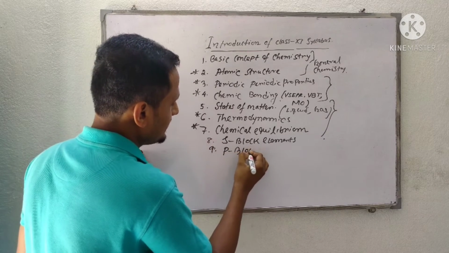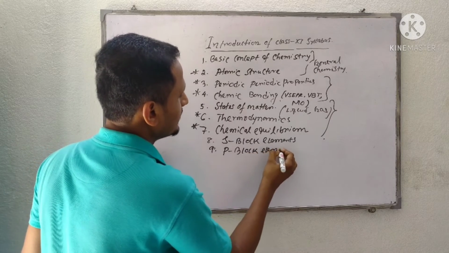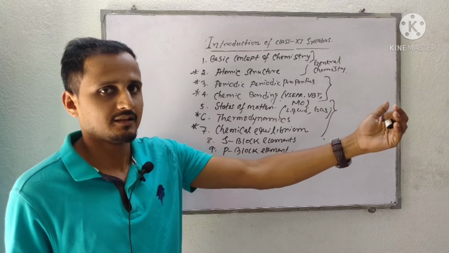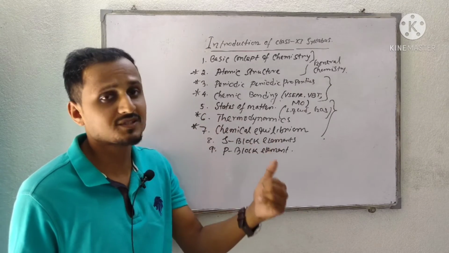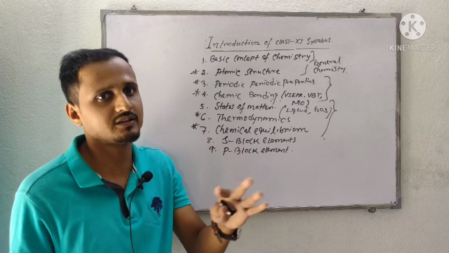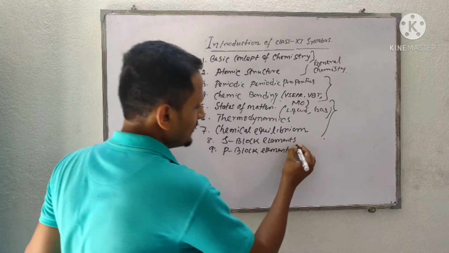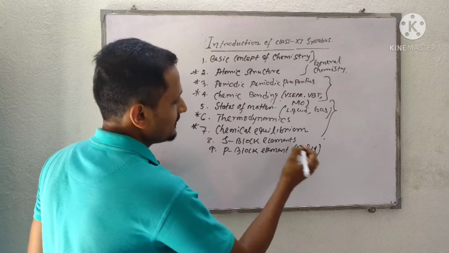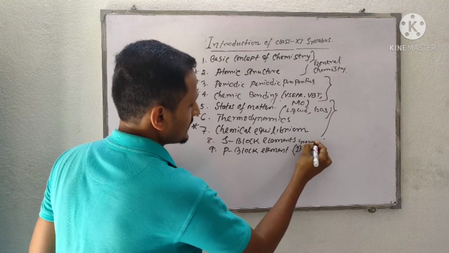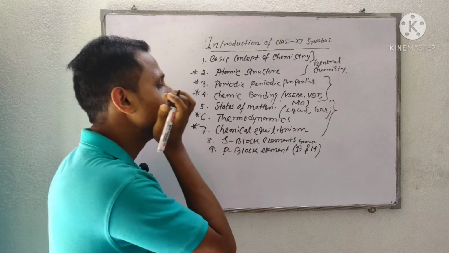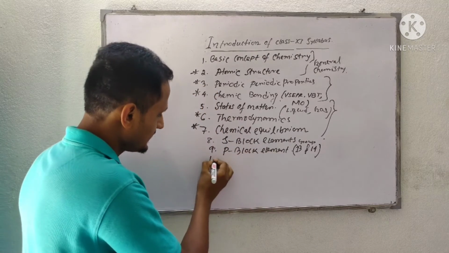P block elements are there, but you know that P block consists of groups number 13 to 18. Not all the groups are in our class 11 syllabus, only two groups are there, that is group number 13 and 14. So here we will learn only group 13 and 14 in class 11. Now I think you have written.